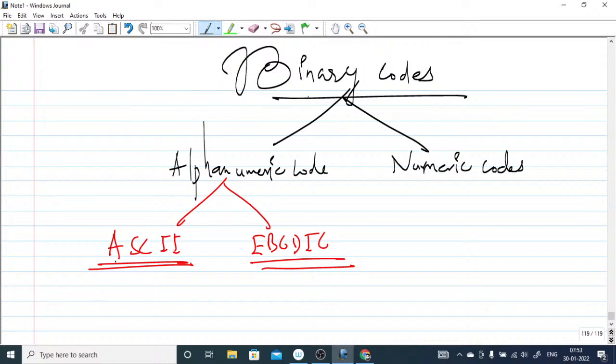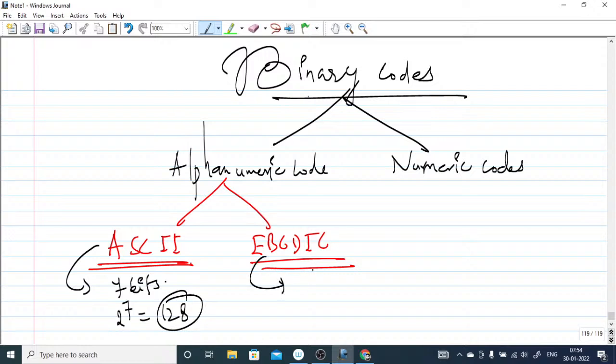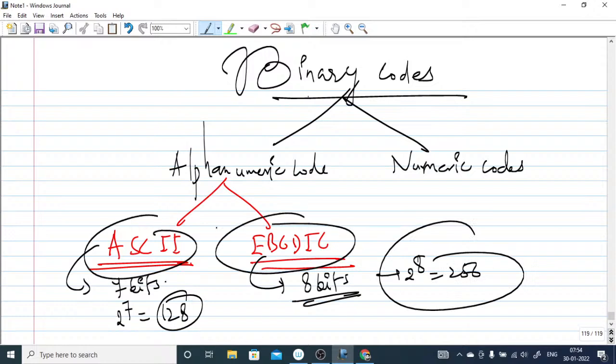For ASCII code, you don't have to study in much depth because it is not that important, but you must know how many bits are required to represent ASCII code. 7 bits, so 2 to the power 7 means 128 alphanumeric characters in total. EBCDIC uses 8 bits, 2 to the power 8, 256. So these two pieces of information you have to keep in mind.